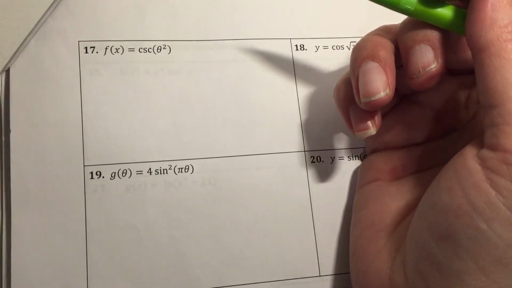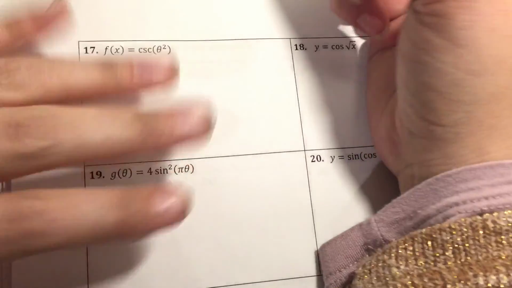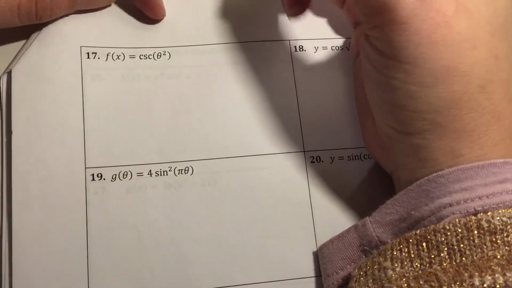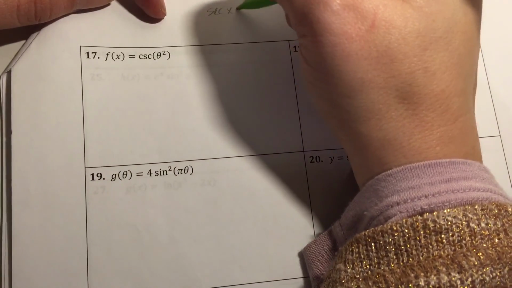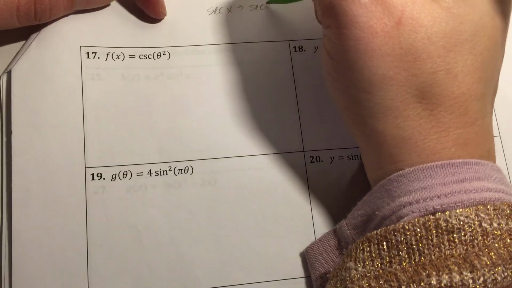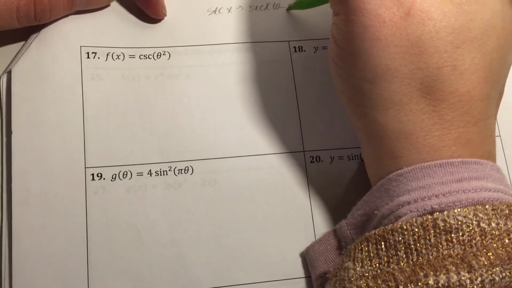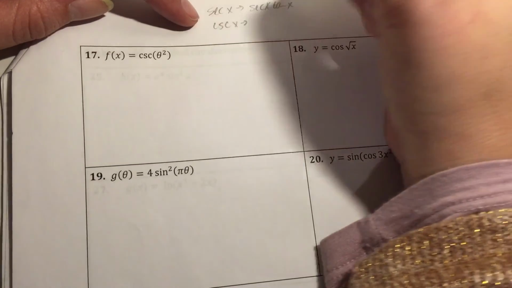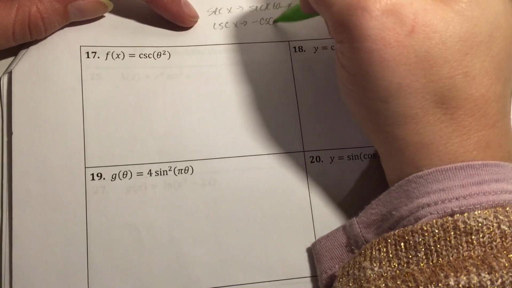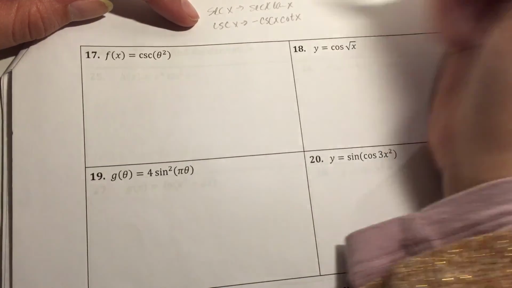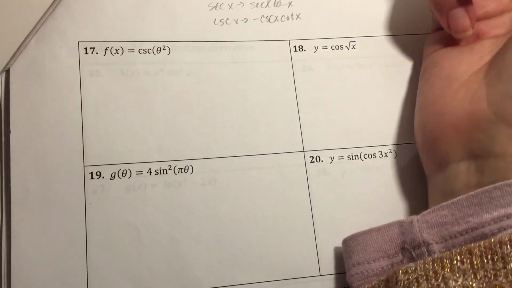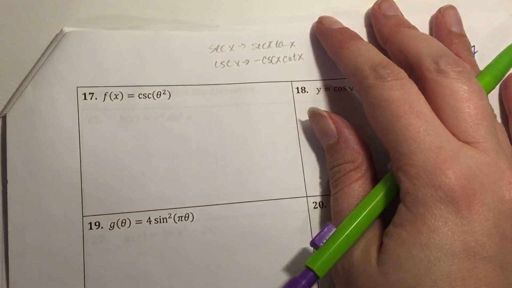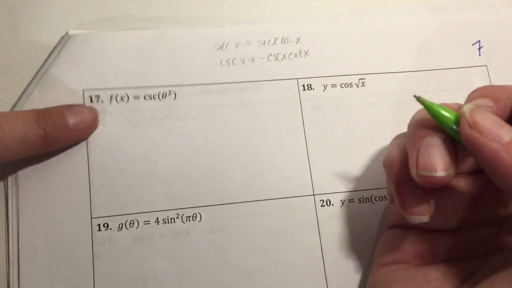Derivative of cosecant. Oh, right. Okay. So the derivative, I got to remember it this way. The derivative of secant is secant tangent. So the derivative of cosecant is negative cosecant cotangent. I seriously have to write it every time, just like I did there. Okay. All right. So this one.